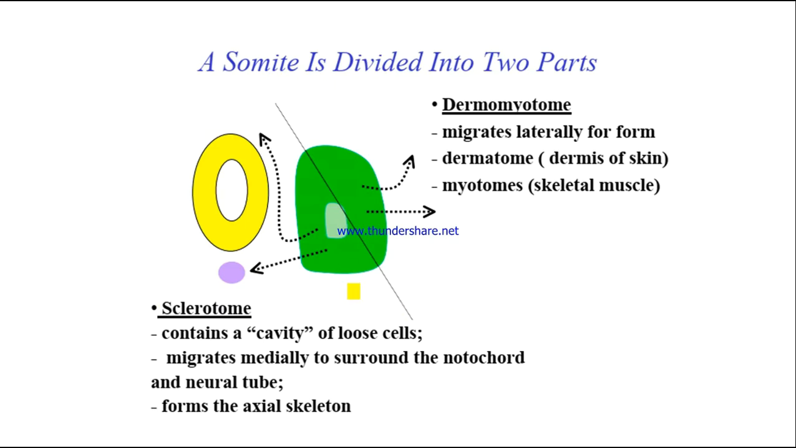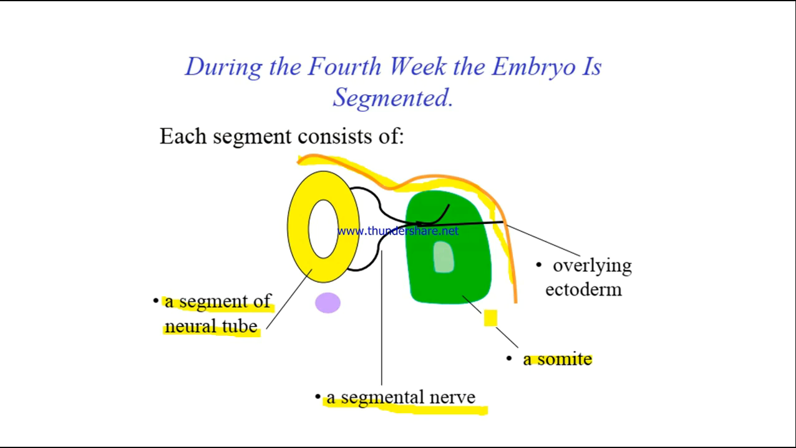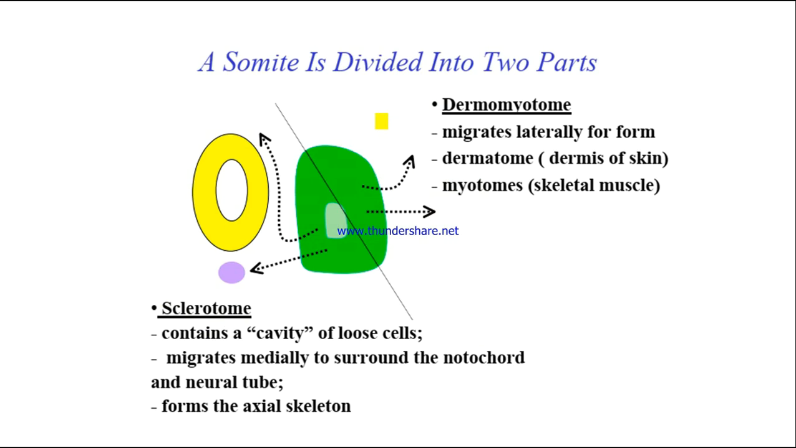So the somite itself, if we just go back quickly, we can see the somite here, highlighted in green. The somite is divided into two parts, and then we have the dermamyotome, which migrates laterally to form the dermatome, the dermis of the skin, and the myotomes are going to form the skeletal muscle. Then the second part of the division of the somite is the skeletome.